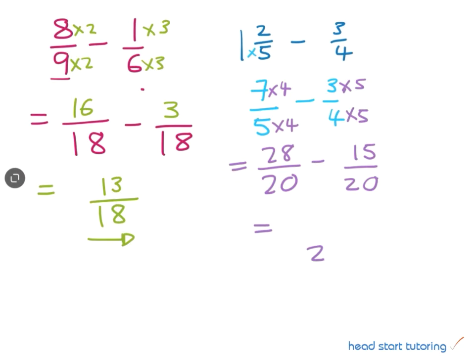Right, so now that we know that 20 is our common denominator, we know that 20 will be our denominator in our answer. And then we work out 28 minus 15 on the side, just to be certain. 8 minus 5 is 3. 2 minus 1 is 1. So we end up with 13 over 20, and that is our simplified answer. So 1 and 2/5 minus 3/4 is equal to 13 over 20.